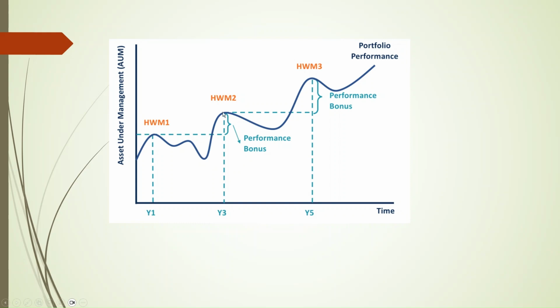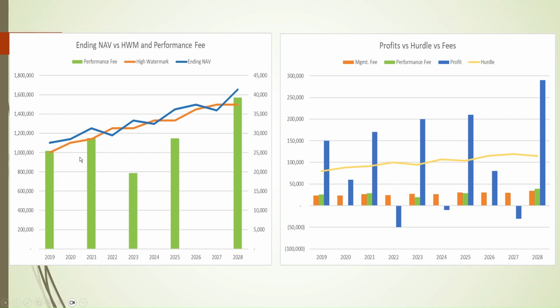And in terms of fee base, the fee base will only be the current watermark minus the prior watermark, times the performance rate. In our case, after we walk through the models, we will have an ending result like this. On the left-hand side picture, you will see we have the ending NAV trending up, and we have this orange line as a high watermark. The performance fee bars happen only when the ending NAV is above the high watermark: 2019, 2021, 2023, 2025, and last year.